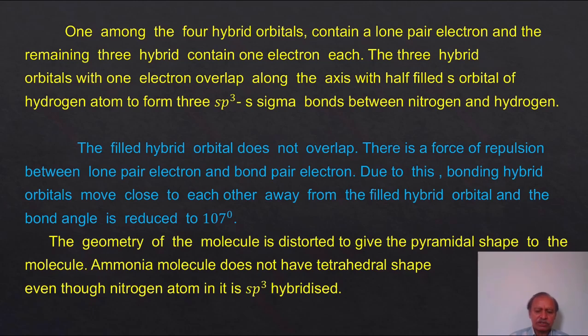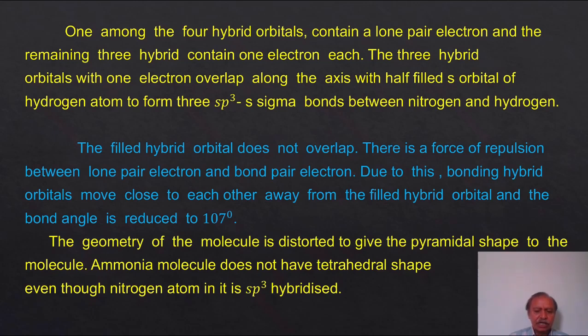So bond angle is compressed from 109 degrees 28 minutes to 107 degrees. So for that reason ammonia will get the pyramidal shape. Okay, ammonia molecule does not have tetrahedral shape unlike methane molecule. So even though nitrogen atom in ammonia is sp3 hybridized, the shape of the molecule is not tetrahedral, it is pyramidal in shape. The shape of ammonia molecule is pyramidal.